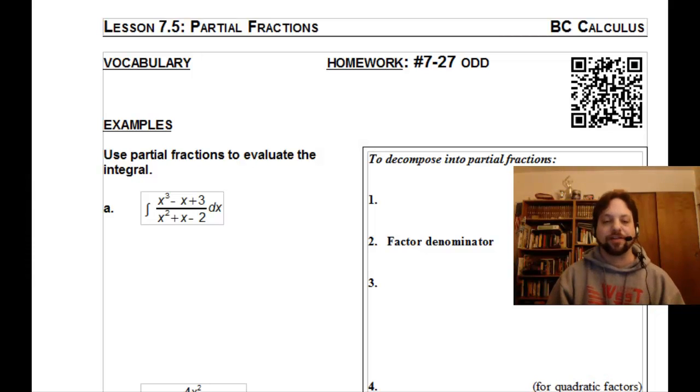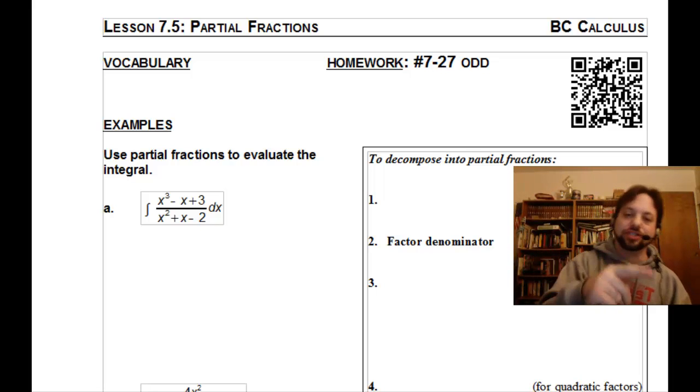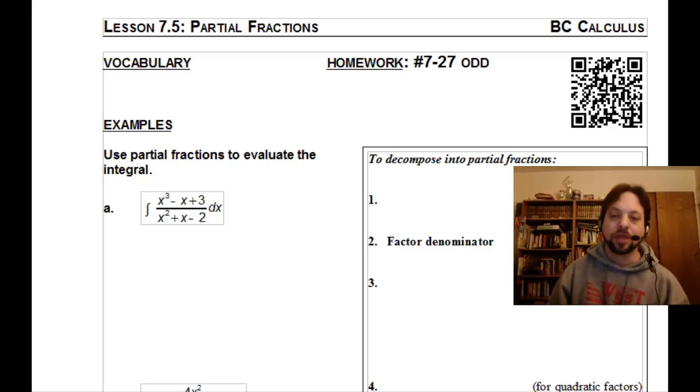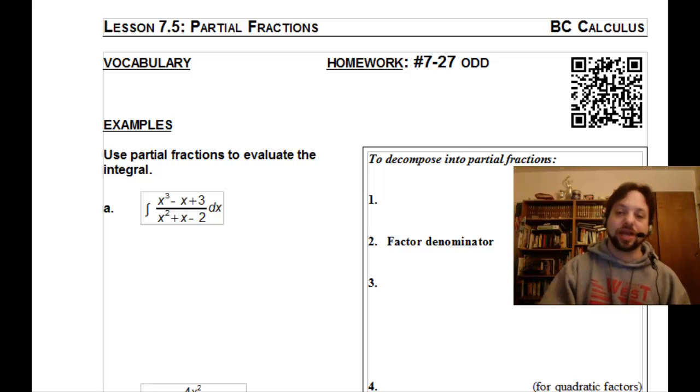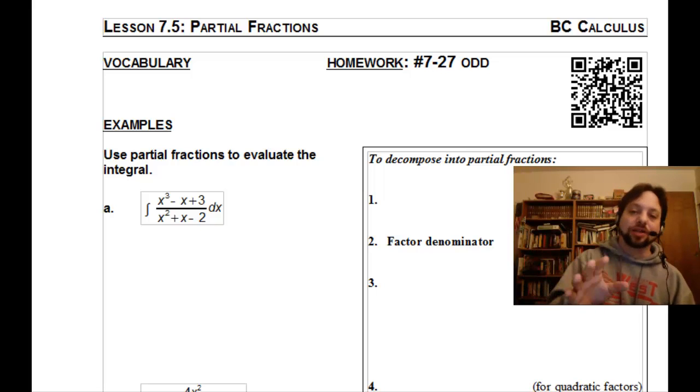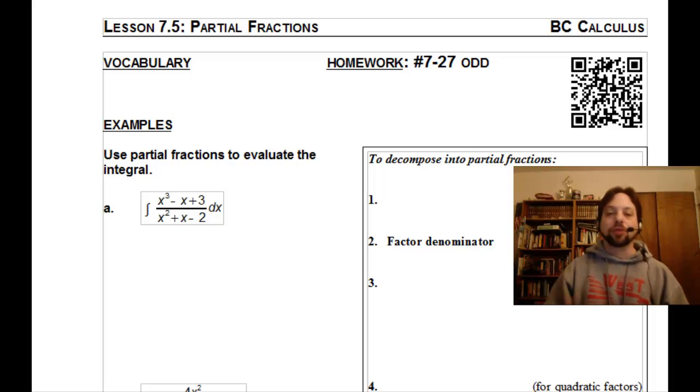In lesson 7.5, partial fractions, we'll be revisiting the idea of partial fraction decomposition that you learned last year in pre-calculus. This time in BC, though, we're actually going to have a point for it. We're going to turn some rational function into a polynomial plus a series of easier-to-deal-with fractions for the purpose of integrating. Of course, integrating a polynomial and integrating a bunch of simple fractions is much easier than integrating some random rational function. So really, we're just rewriting a function in order to make it easier to integrate.